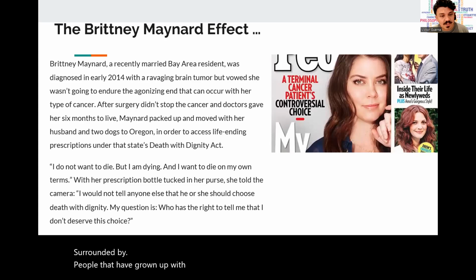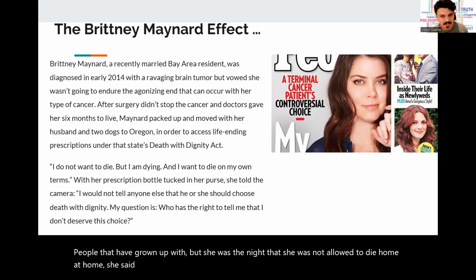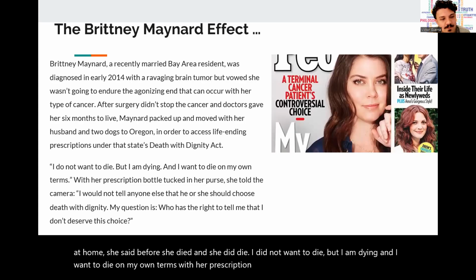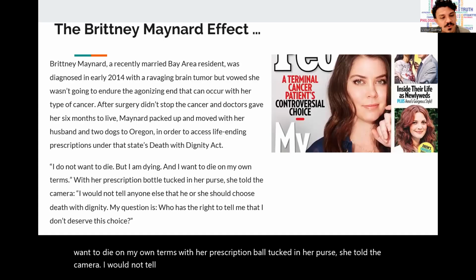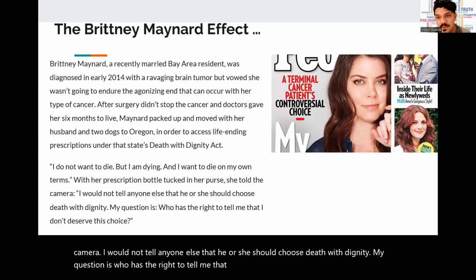But she was denied that. She was not allowed to die at home. She said before she died, and she did die, I do not want to die, but I am dying, and I want to die on my own terms. With her prescription bottle tucked in her purse, she told the camera, I will not tell anyone else that he or she should choose death with dignity. My question is, who has the right to tell me that I don't deserve this choice?